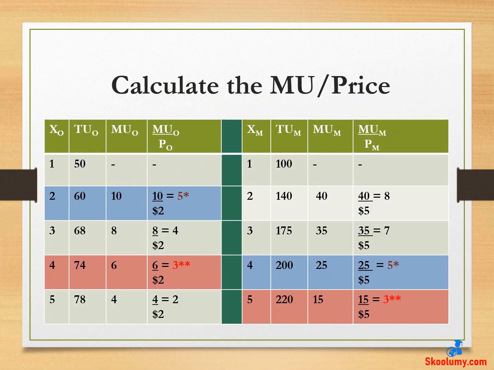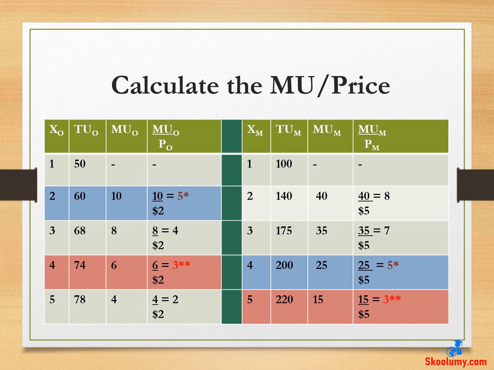Next, calculate the marginal utility divided by price for every quantity. For oranges, the marginal utility will be divided by $2, the price of an orange. For mangoes, the marginal utility will be divided by $5, the price of a mango. For 2 oranges, it is 10 divided by 2, which is 5. For 3 oranges, 8 divided by 2 is 4. For 4 oranges, 6 divided by 2 is 3. For 5 oranges, 4 divided by 2 is 2.